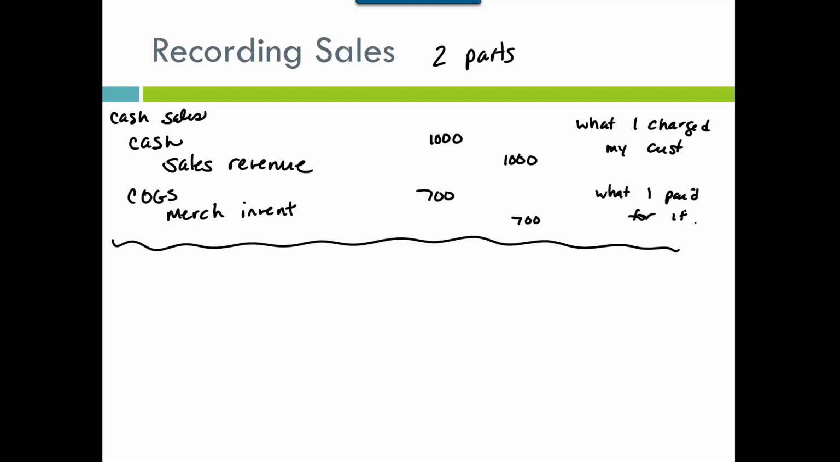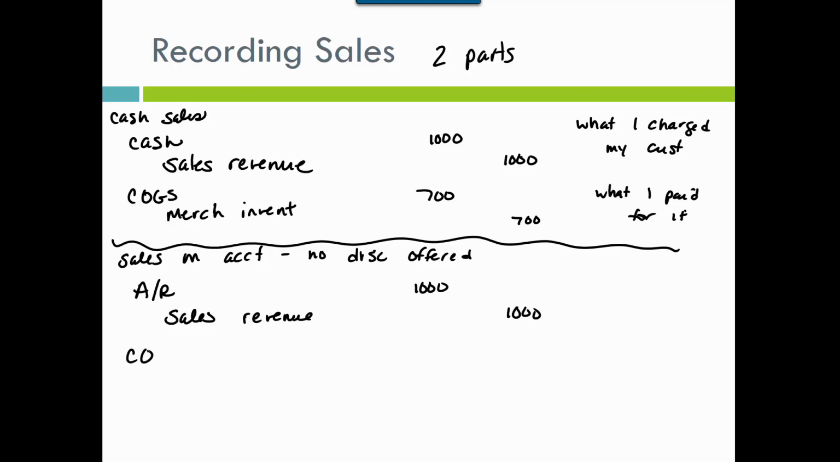If this was a sale on account, and I'm going to qualify this a little bit, no discount offered. Okay, so we don't offer trade discount. Then it would look just like this, except I would be debiting accounts receivable for $1,000, credit sales revenue, $1,000, and then the second transaction would look the same. Debit cost of goods sold, credit merchandise inventory for whatever I paid for it, whatever the cost was to me.